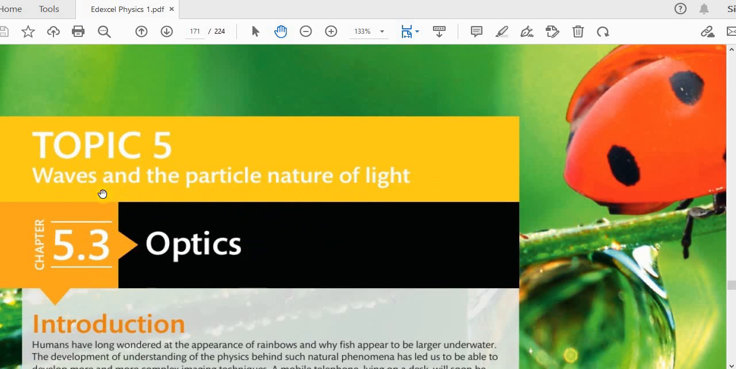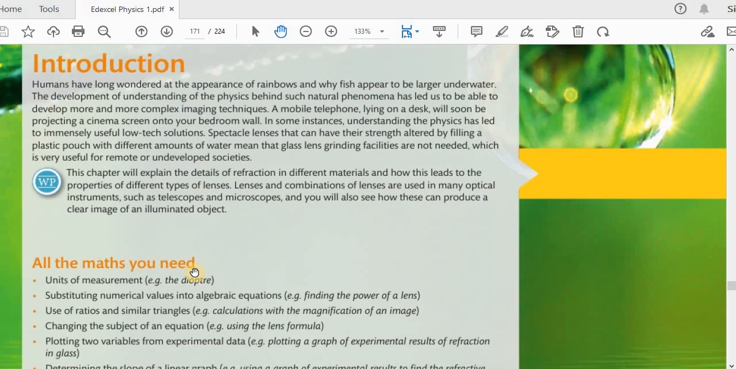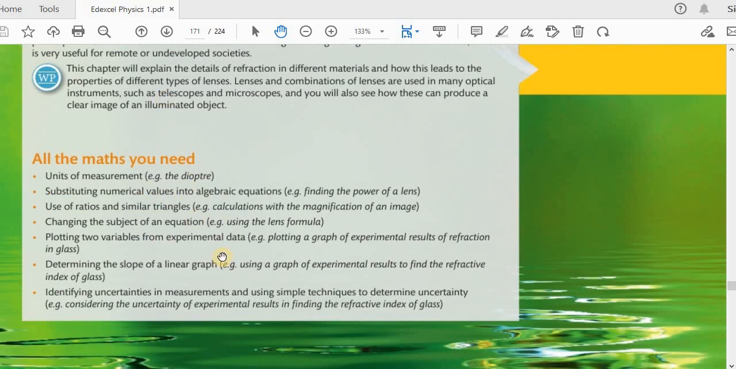Topic 5, the next topic under waves, waves and the particle nature of light. Now here we have waves involving light. So 5.3 optics. So this is the math you will need for this.